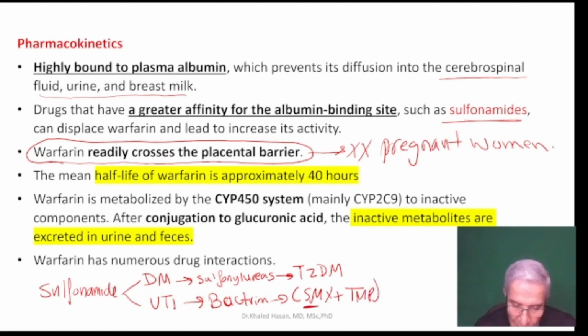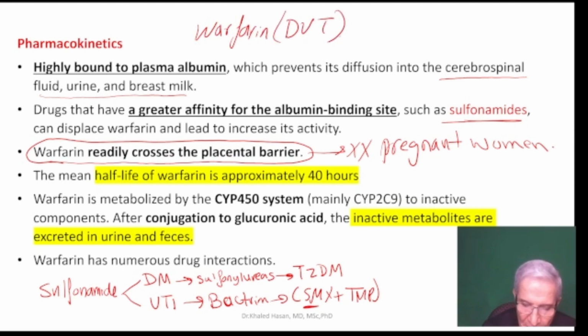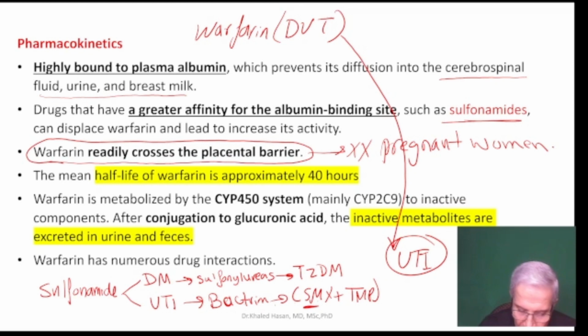Imagine a clinical case. The patient is already on warfarin for deep vein thrombosis. You prescribed the patient warfarin for DVT. But during his daily life, he starts suffering from a urinary tract infection, and as a physician, you prescribe Bactrim to your patient. So what happens there, according to the situation?